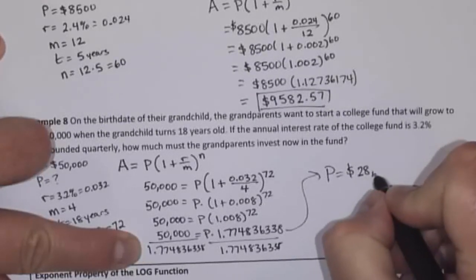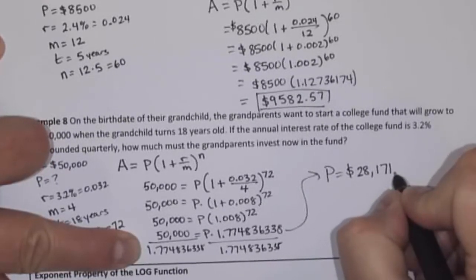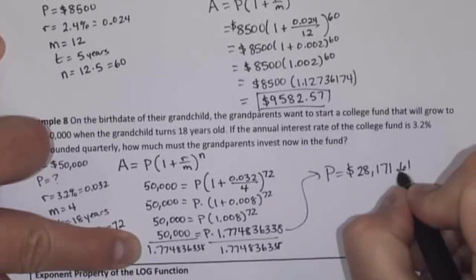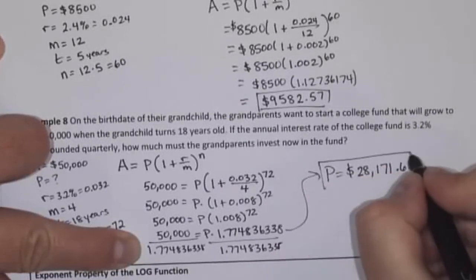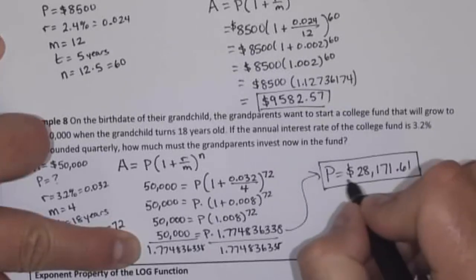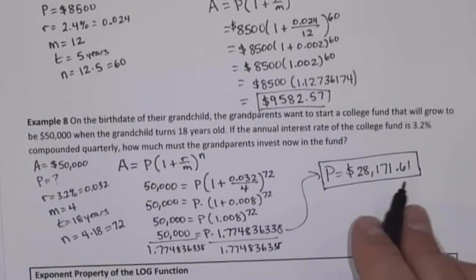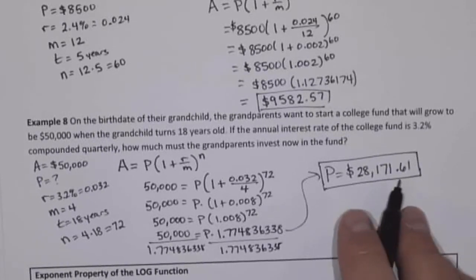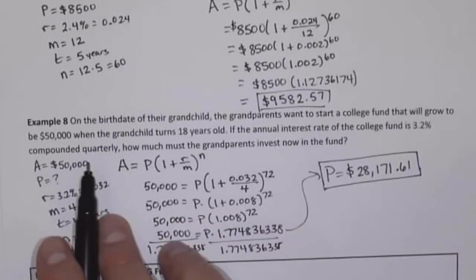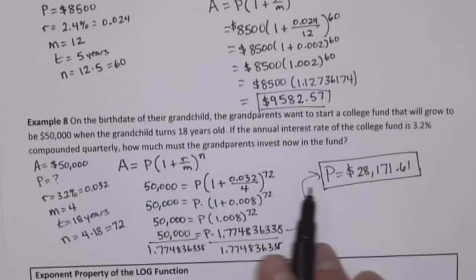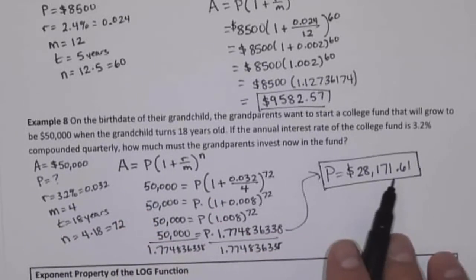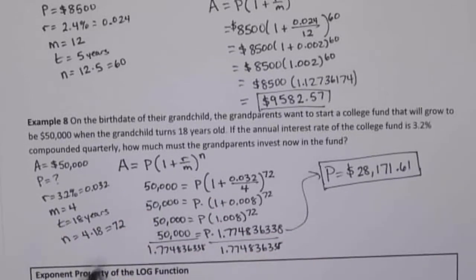So again, $28,171.61. So if the grandparents invest $28,171.61 on the day that the child's born, and if they're getting 3.2% compounded quarterly and they leave it there for 18 years, then that $28,171.61 will grow to be $50,000. So we're going to stop this video and move on to the next video.